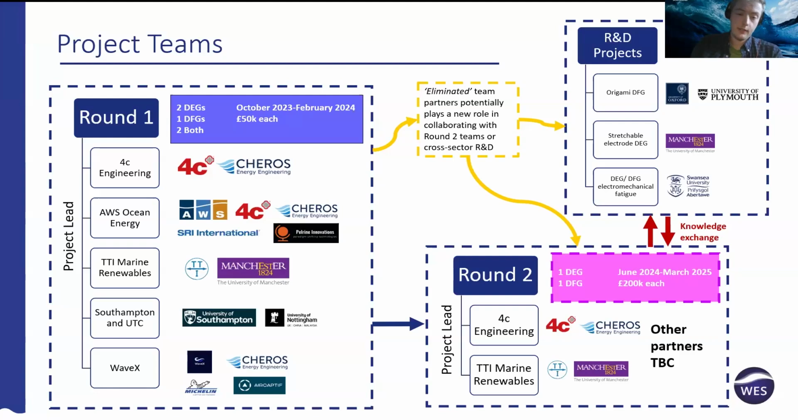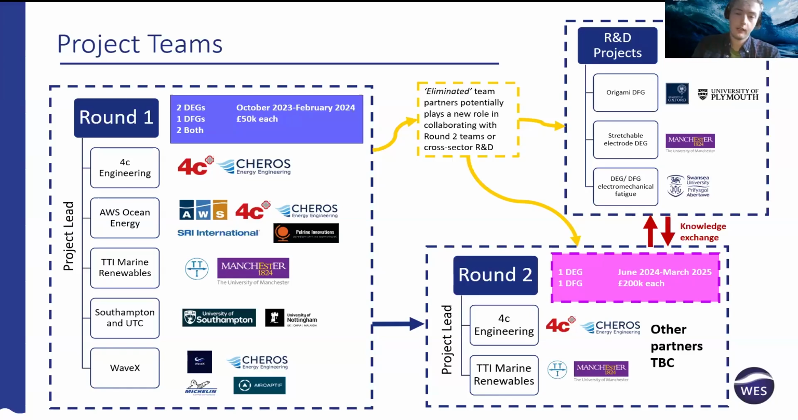Once that finished, we invited the project leads from round 1 to apply for a second round, and 2 successful applicants were 4C Engineering and TTI Marine Renewables. That's a much higher budget, longer duration project with 200,000 each, and we've got a nice 50-50 split, one looking at a dielectric elastomer generator and the other looking at a dielectric fluid generator. The top right shows the R&D projects happening alongside round 2, and there's a nice knowledge exchange between the 2 groups.